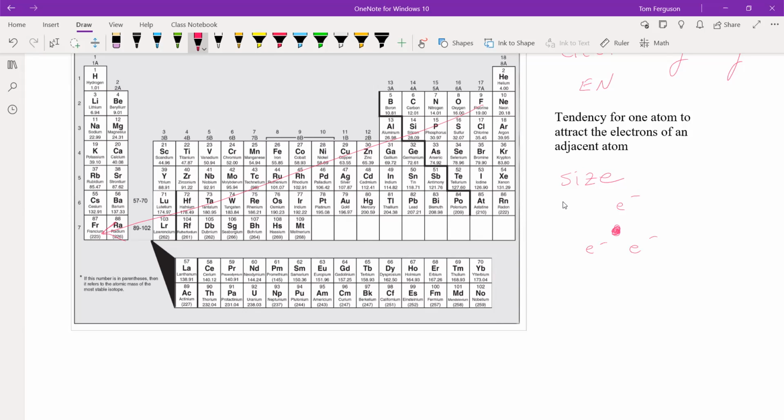Now, the size is measured from the outermost electrons. Because all the elements except for hydrogen have multiple electrons, and they're organized in a way. Some are closer to the nucleus, some are further out apart. So when you measure size, you're talking about the outermost electrons.